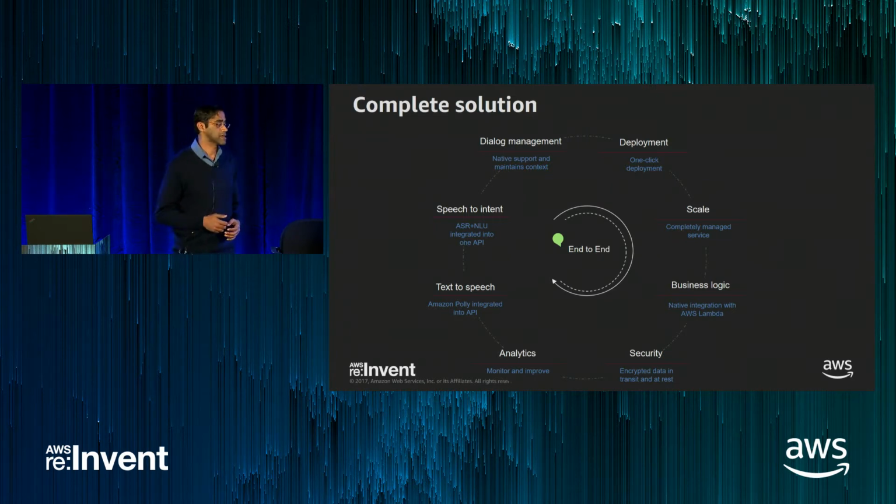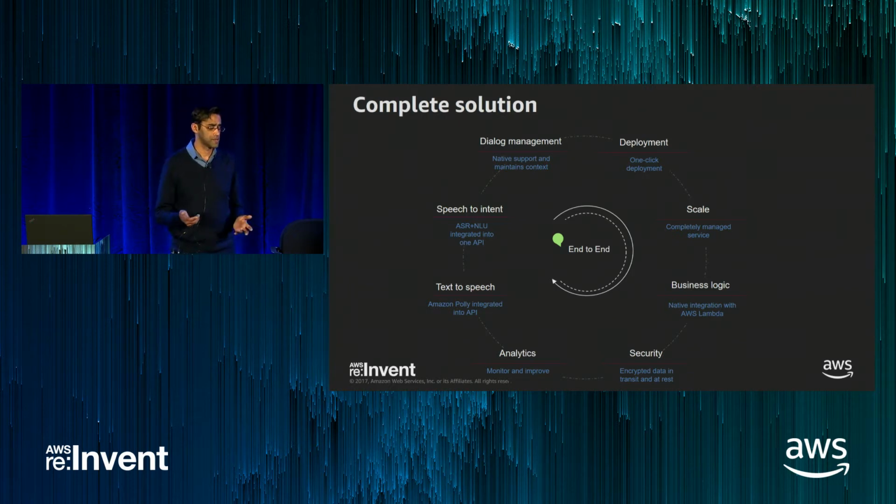Lex is a completely managed service, so you don't have to worry about scaling it as your demand goes up. We do that for you. It's a fully managed, scalable service. Also, we natively integrate with AWS Lambda. So if you want to implement your validation logic or any kind of business logic, or even the fulfillment piece, that can be implemented using AWS Lambda.